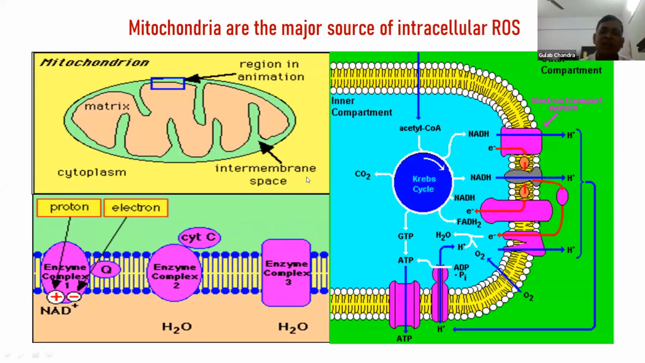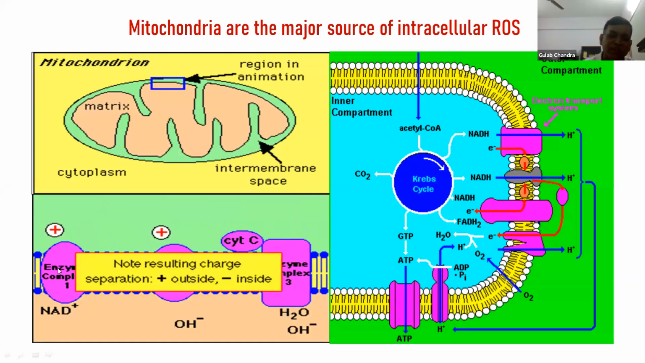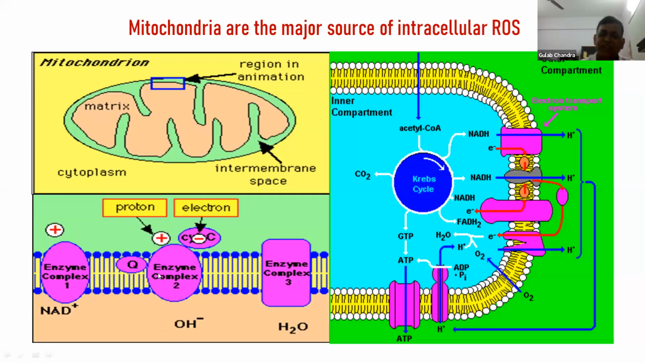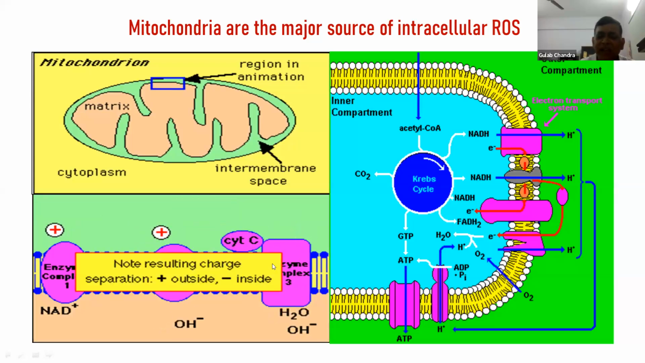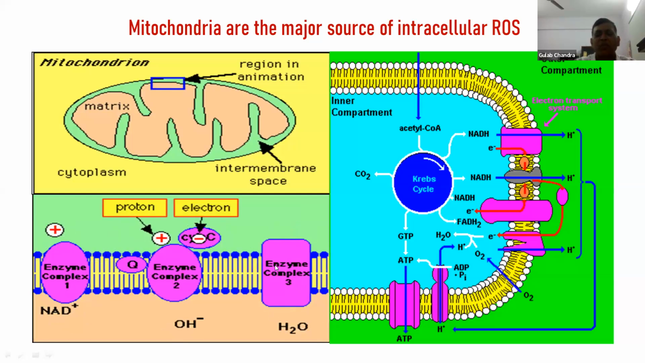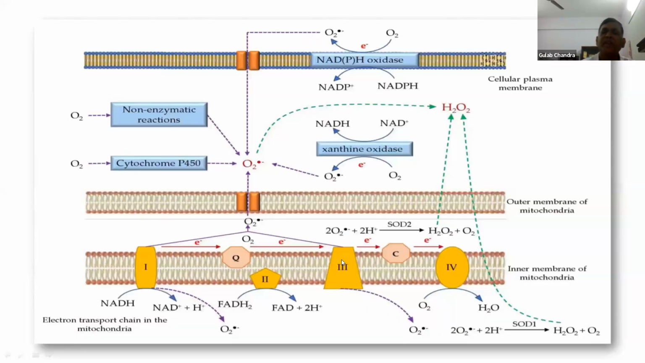This picture shows how free radical generation takes place in the mitochondria. It shows complex one and complex two, where electrons leak and the oxygen molecule changes into superoxide radicals. This is the enzyme system. Actually, this is complex one and complex three, where the electrons leak out and form the free radicals, superoxide radicals.